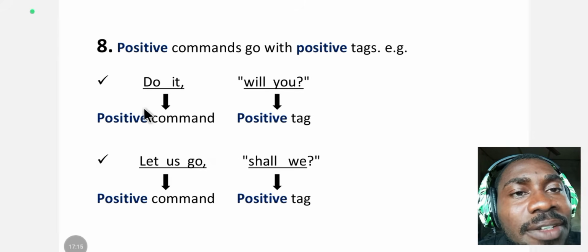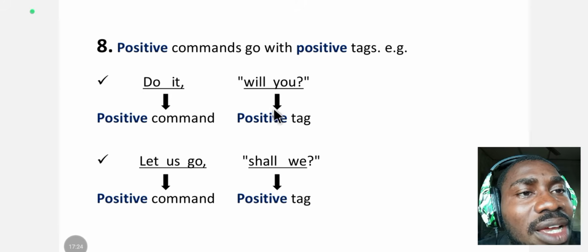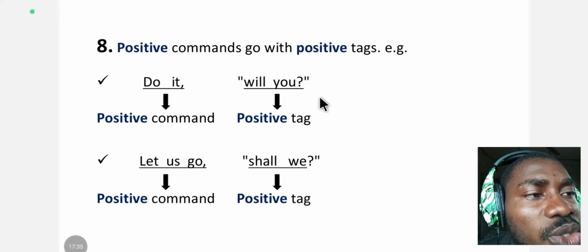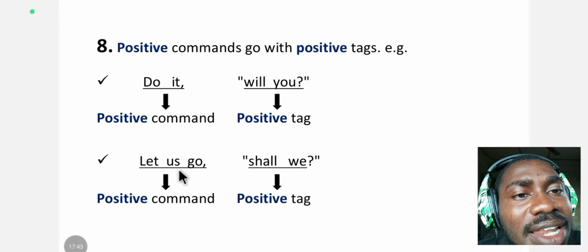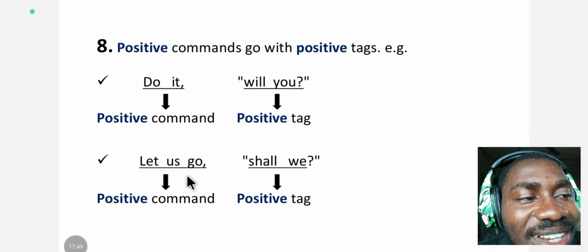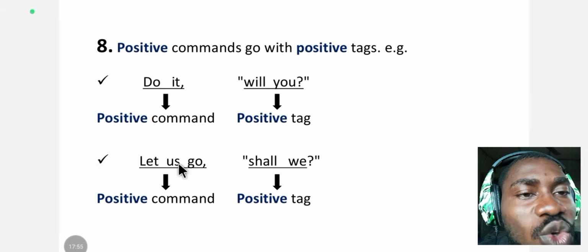So when you trace down, you see that the statement we have here, following this arrow, says positive command, do it. Then when you trace down here on the tag question, following the arrow, it states positive tag. Will you? Do it. Will you? The next example here says, let us go. Shall we? Let us go. Shall we? A positive command. Let us go.